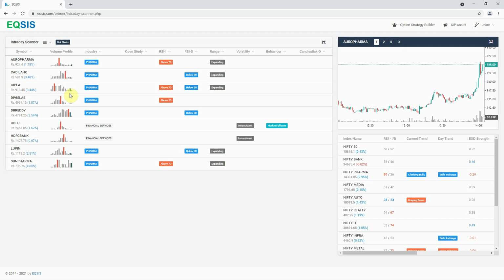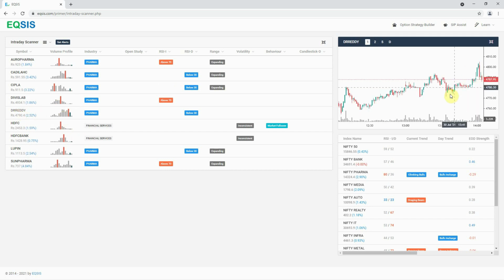If you want to buy the stock now, definitely I don't recommend Aro Pharma, Cipla, or Sun Pharma to buy now. Because in case there is any minor correction, there is a good leg room for the price to come down. But if you look at Dr. Reddy now, I understand it has not performed recently, but there is a lot of volume here.